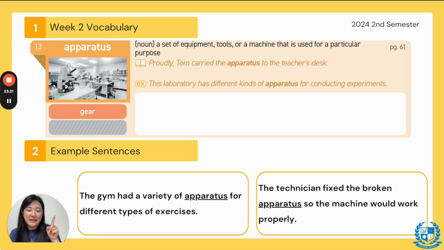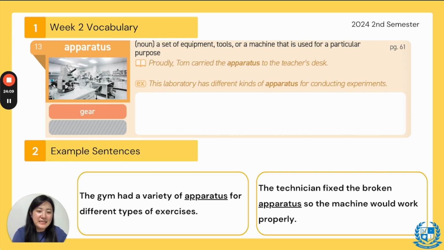Let's look at the example and read together. This laboratory has different kinds of apparatus for conducting experiments. So as you can see, it looks kind of like a science lab where researchers work, so there are many different types of apparatus. Here, the gym had a variety of apparatus for different types of exercise. So yes, if you've ever been to the gym, or what they call 헬스 in Korean, the health and fitness center, they have lots of different apparatus to help people work out.